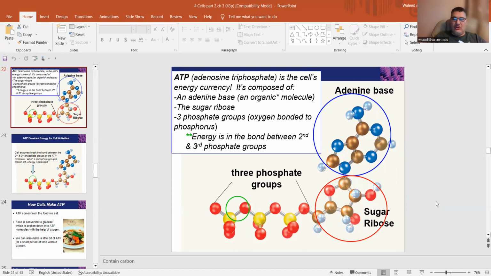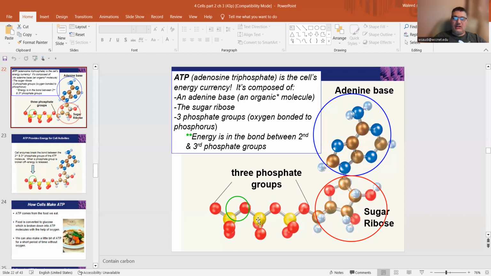It's important to know that when I say add one, it means attach. And if you want to attach, you have to put some energy in. This is how it works. Look at this circle right here. What's holding the third phosphate to the second one? This link right here is a high energy link, and this high energy link is storing energy between phosphate 2 and 3.